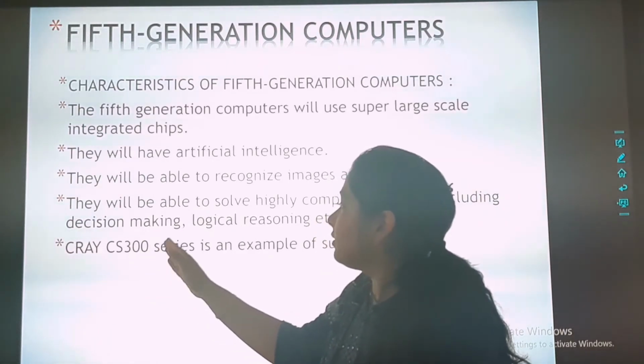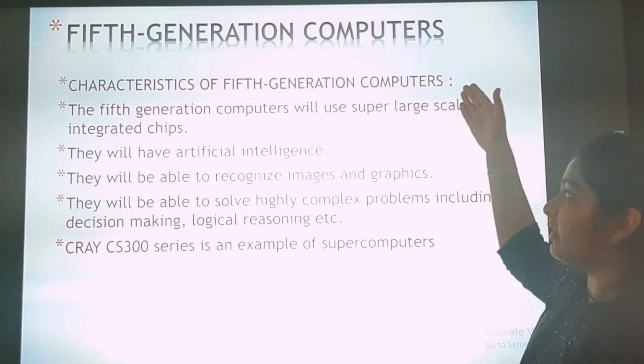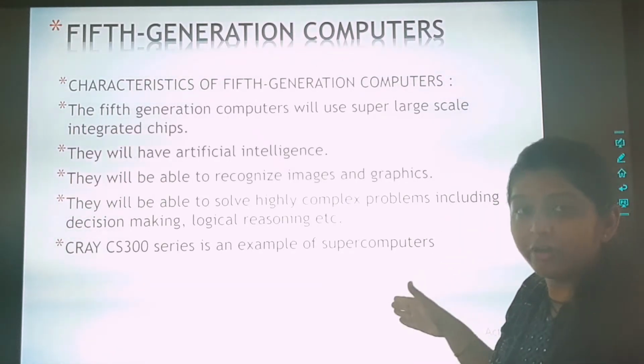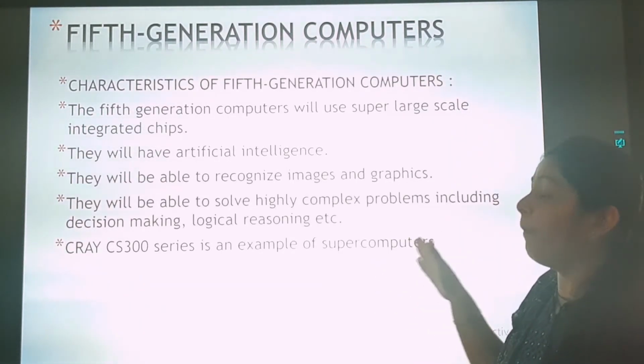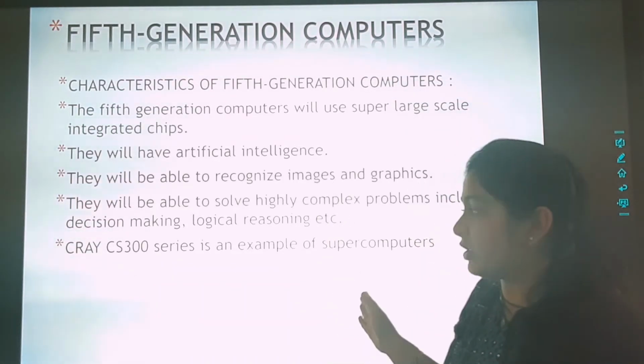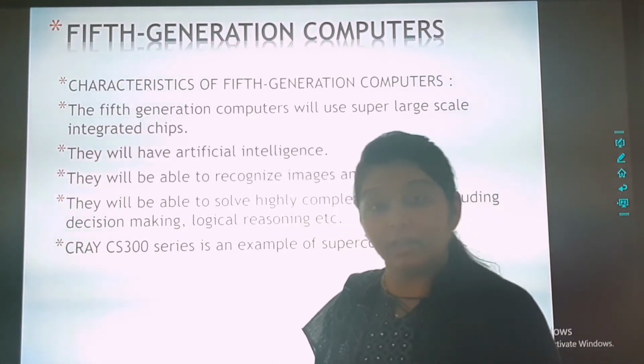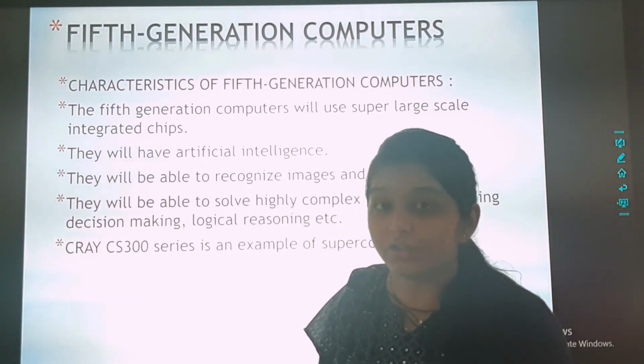Cray CS 300 series is an example of supercomputers. Now this type of generation, 5th generation is also known as supercomputers generation, and this is the example of it. Understood students? Is it clear to you? All the generations are clear to you?